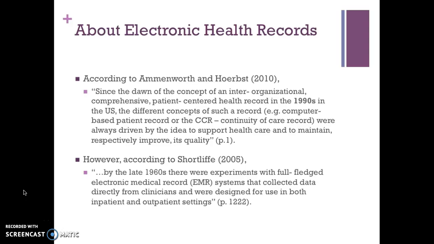The timeline on when electronic health records were established I found to be somewhat conflicting. According to Emmenworth and Horps, they suggested that electronic health records were established in the 1990s, specifically stating that since the dawn of the concept of an interorganizational, comprehensive, patient-centered health record in the 1990s in the US, the different concepts of such a record, for example, computer-based patient record or continuity of care, were always driven by the idea to support healthcare and to maintain, respectively improve, its quality.